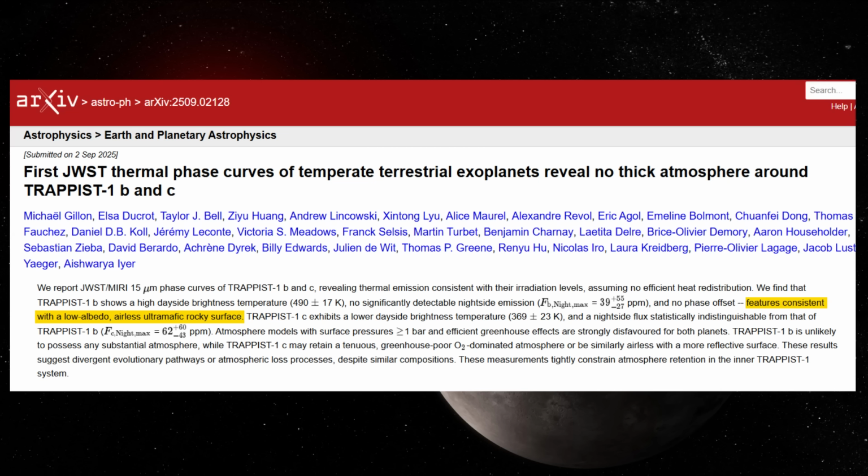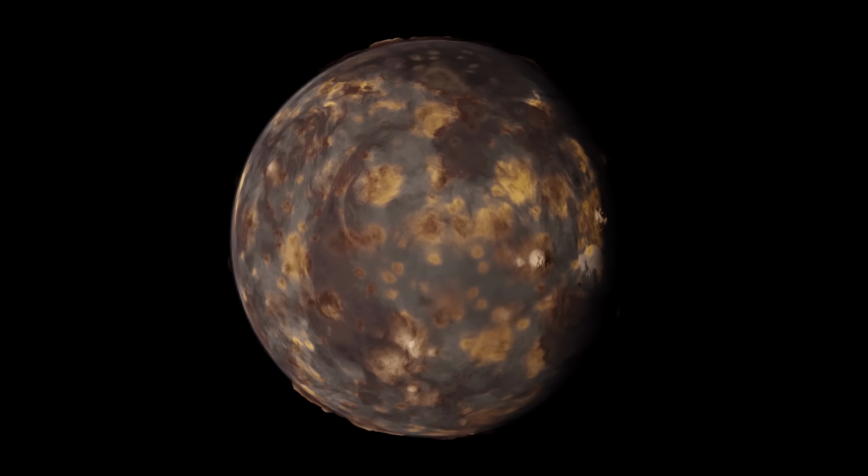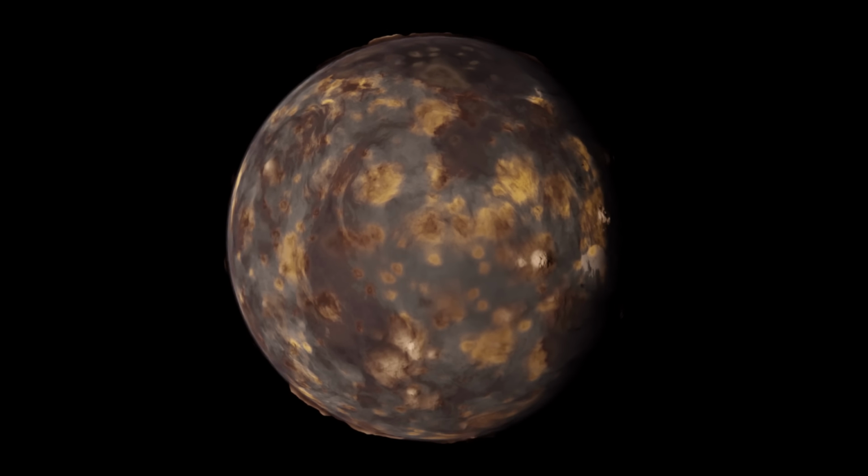TRAPPIST-1b is known to have little to no atmosphere and a surface made up of ultramafic rock. If that word mafic means anything to you, volcanism, aka basalt, aka dark gray.